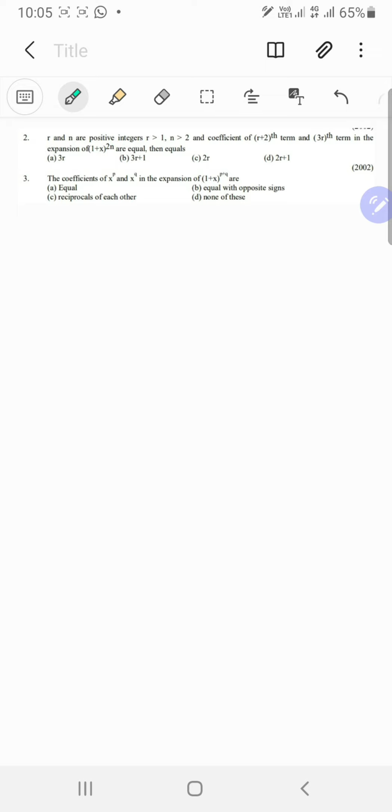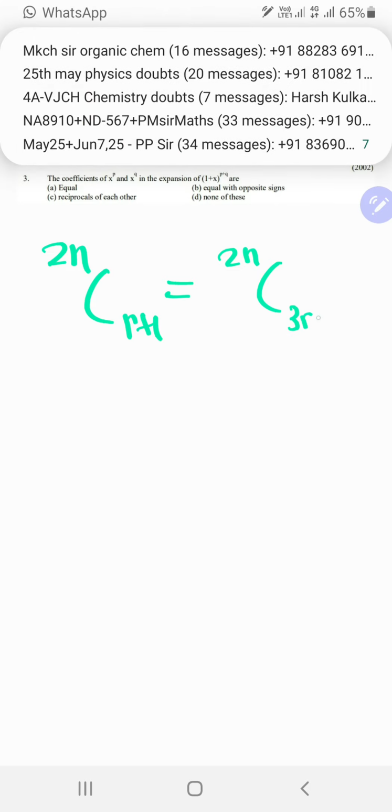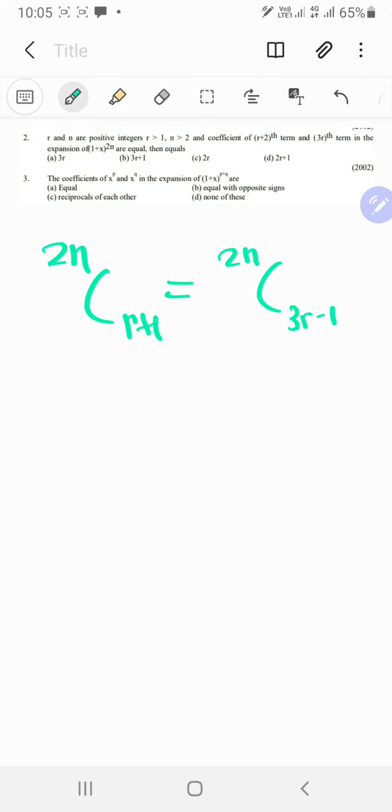Okay, so what's the coefficient of the (r+2)th term? Here you should have 2n, so 2n choose r+1, and this should be equal to the coefficient of the 3rth term, which will be 2n choose 3r-1. Okay, cool. So now we just need to simplify this, which is going to take quite a bit of time.